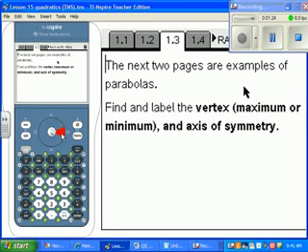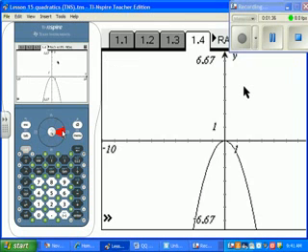Next page. The next 2 pages are examples of parabolas or quadratics. Find and label the vertex, and you're going to tell me if it's a maximum or a minimum. And we're going to find the axis of symmetry. Go ahead to the next page. Here's our first example of a quadratic. Our calculator is very nice in that it will give us the equation of this line. But how do we get the equation of this line? What do we have to do?